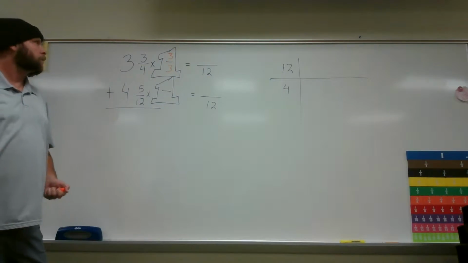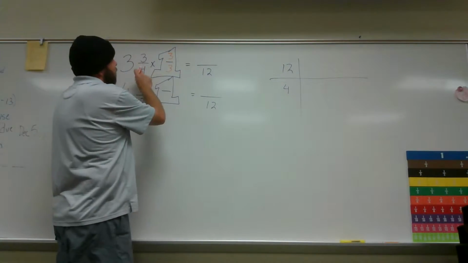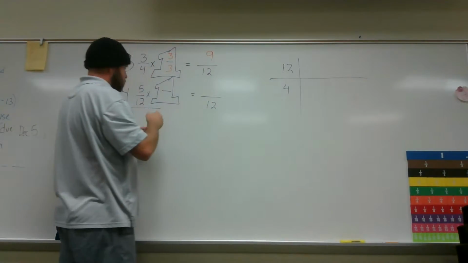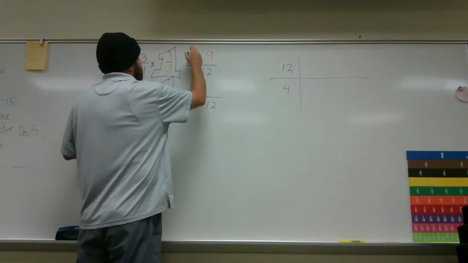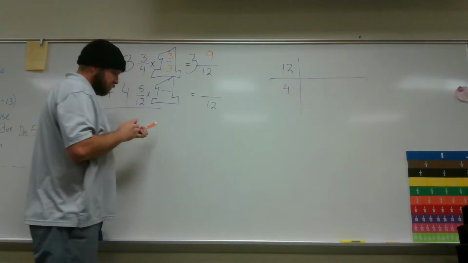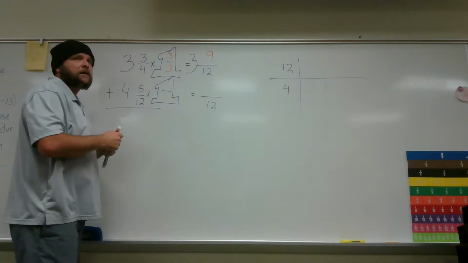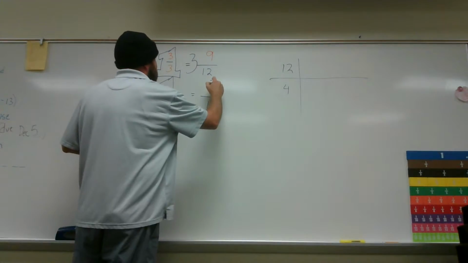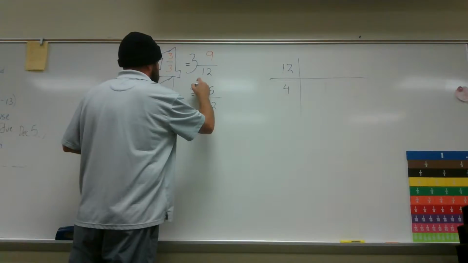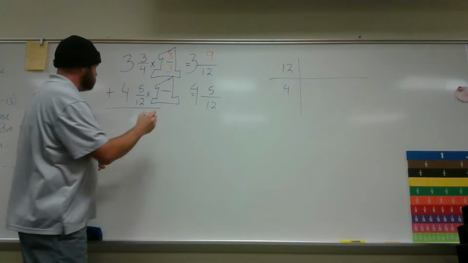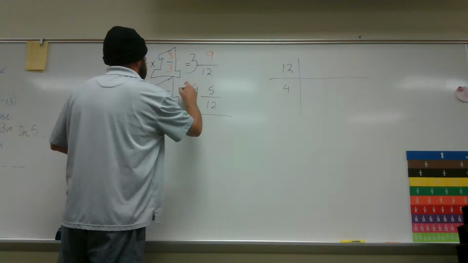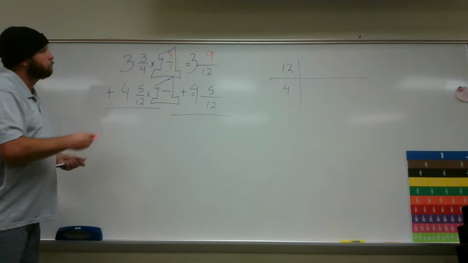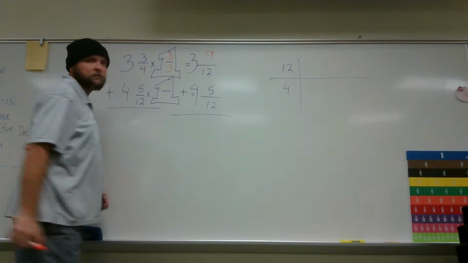3 over 3. So I have 4 times 3 is 12. 3 times 3 is 9. So I have 9 12ths. And this one's already over 12, so I don't even have to do anything to it. That stays 5 12ths. So I have 4 and 5 12ths. It's an addition problem. How is that 9? Because 3 times 3 is 9. Oh.